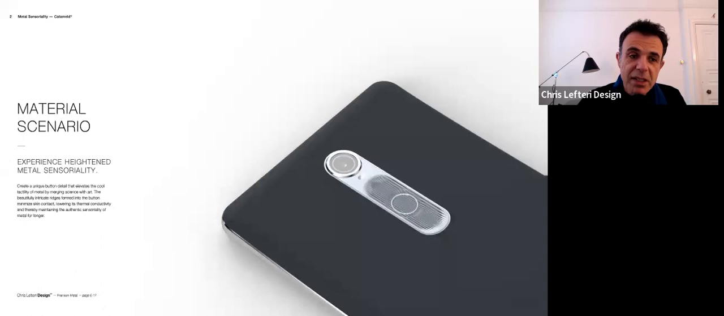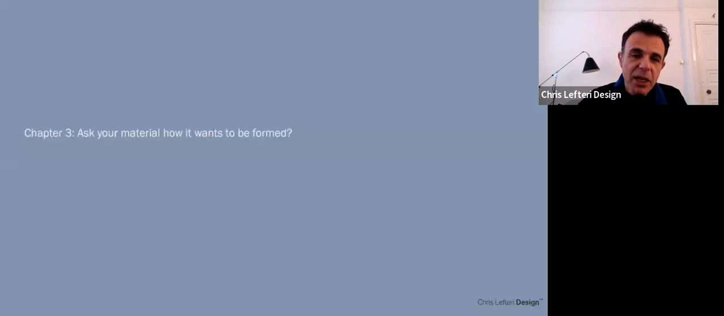In this case, this is a mobile phone that uses injection molded steel for the back of a phone. So that's kind of the philosophy of the studio. Now let's move on to chapter 3. So ask your material how it wants to be formed.